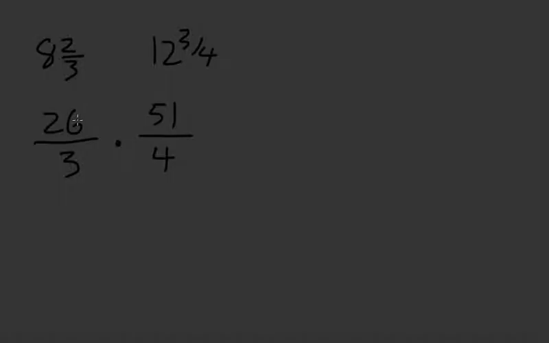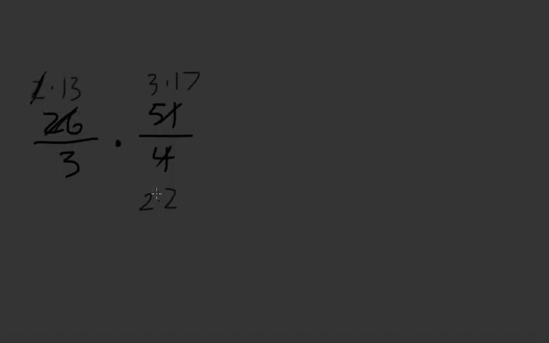Okay? Well, before you times, like I've mentioned many times before, the best thing to do is to reduce, or not reduce, factor to see if you can take anything out. All right, so this is 2 times 2, and 26 is 2 times 13, and 51 would be 3 times 17, okay?